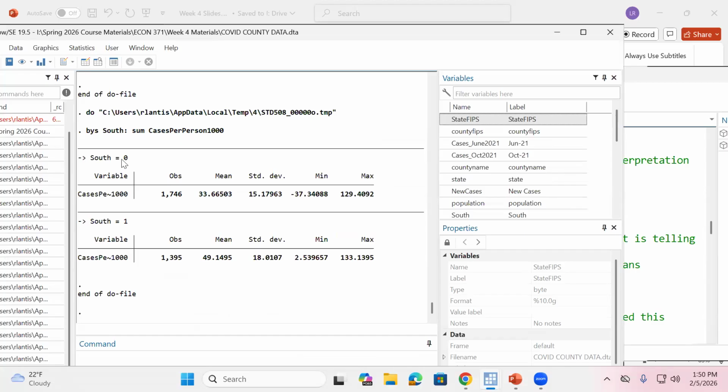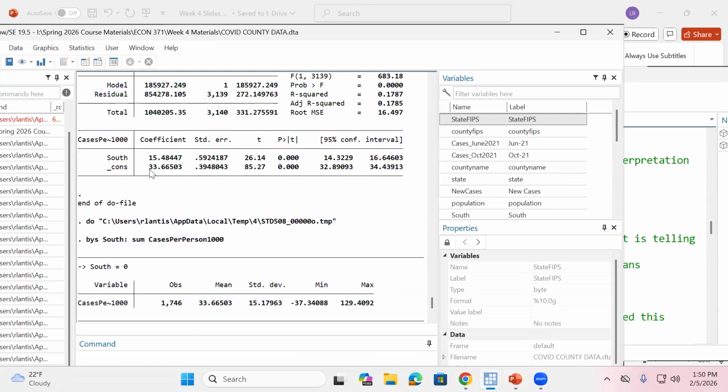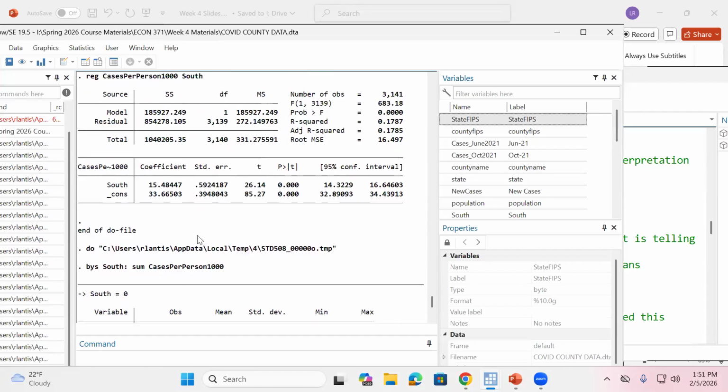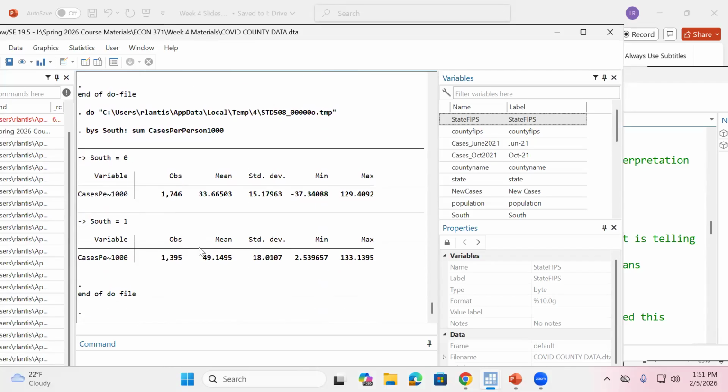When I'm looking at the value of 0, for non-South counties, the mean was 33.66, which is exactly what we said the interpretation of that intercept should be. The mean of the 0 group. Now, what was the mean of all the South counties or the 1 group? 49.14. Sure enough, when I took that intercept plus the slope, I said that should represent the mean of the 1 group, right? Close to 50, right? I was rounding in my head when I was doing that math.